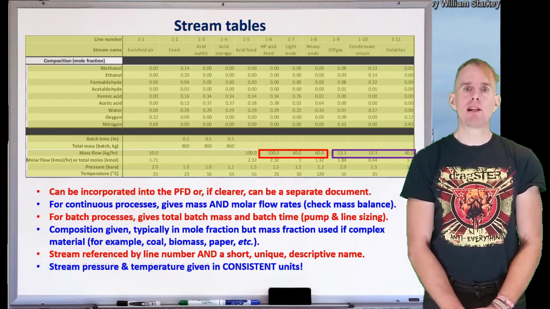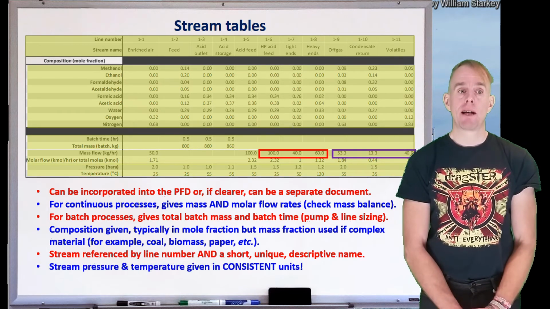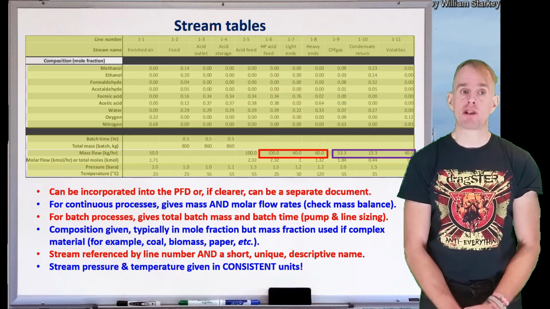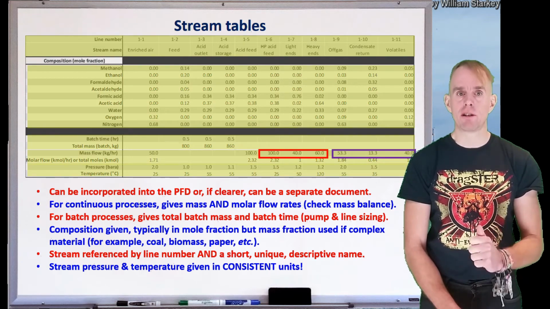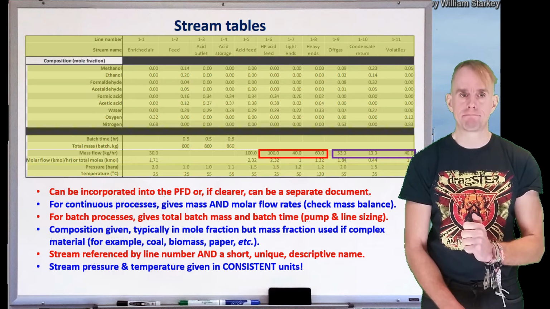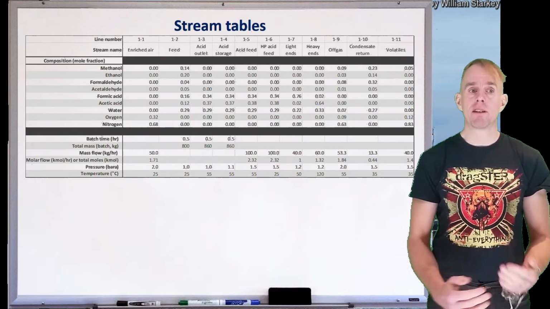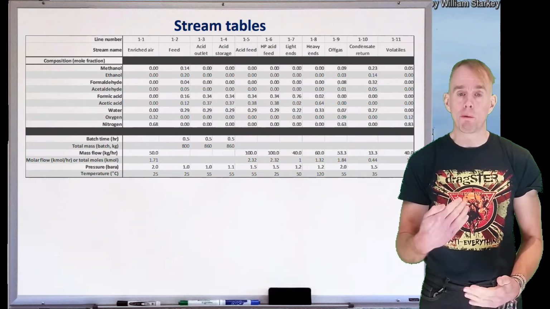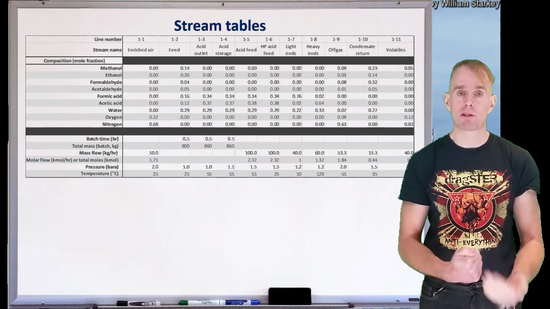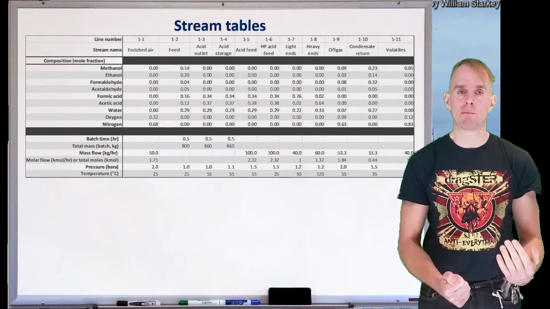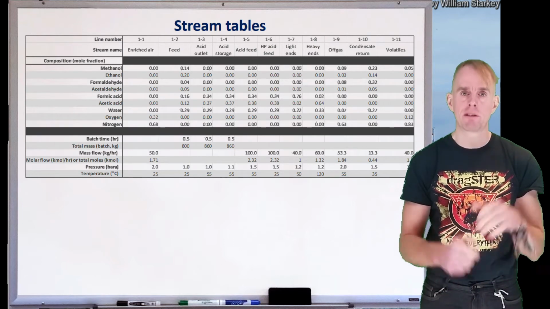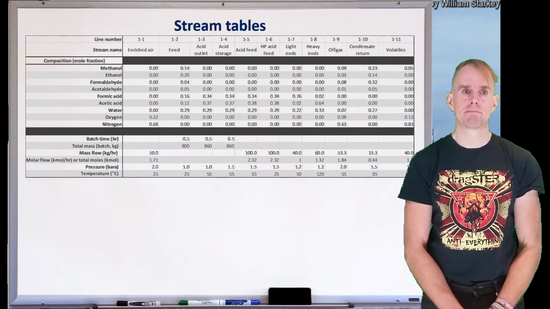The final piece of information that we can see is at the base of the table, and here we can see pressure and temperature data given in consistent units for every single stream. Now, depending on the process, sometimes it can be relevant to put in other data such as mass fraction or density or viscosity or solids fraction or vapor fraction. I've omitted those from this particular table because they're not pertinent.